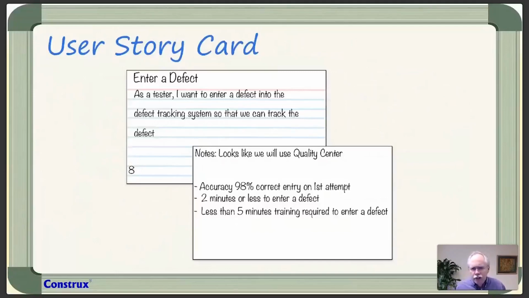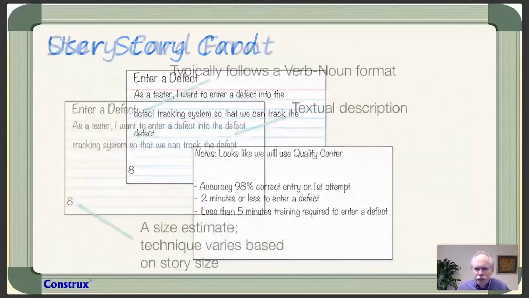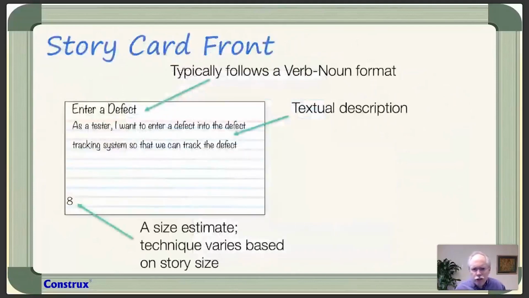So here's the front of a card, and here's what's typically on the front of a card as part of this good decision. There is a name up here. We see the verb noun format name here. The verb noun format is really a shorthand to make sure I'm talking about something that somebody wants to do. If I'm finding it hard to get a verb here, I probably don't have a user story. I probably have some component or something I'm building. It's not saying something that somebody wants to do. So I want to see that verb noun format.